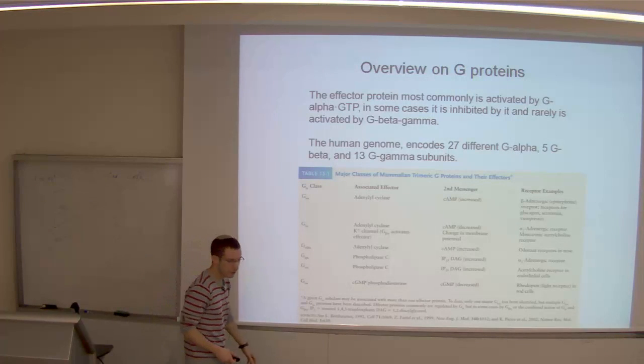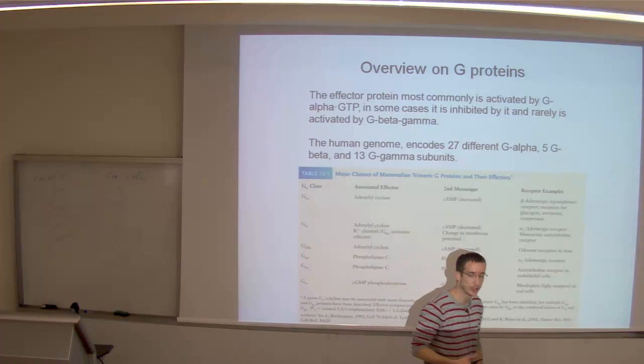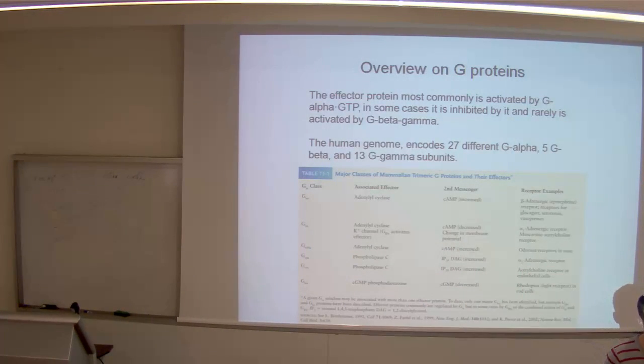Okay, so as I mentioned, the most common case is where the G alpha, the alpha subunit, activates downstream effectors. In some cases, it can inhibit them, and in even more rare cases, the beta and gamma subunits are the ones that affect the downstream effectors. So almost all options are possible, but the most common process is where the alpha subunit activates the downstream effectors.